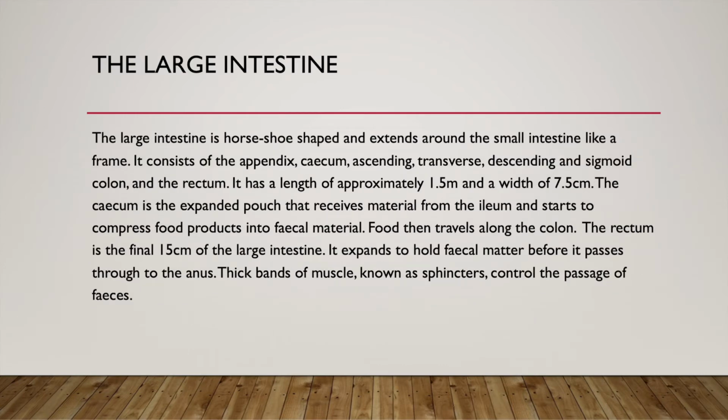The large intestine. The large intestine is horseshoe-shaped and it extends around the small intestine like a frame. It consists of the appendix, cecum, ascending, transverse, descending, and sigmoid colon, and the rectum. It has a length of approximately 1.5 meters and a width of 7.5 centimeters. The cecum is the expanded pouch that receives material from the ileum and starts to compress food products into fecal material.